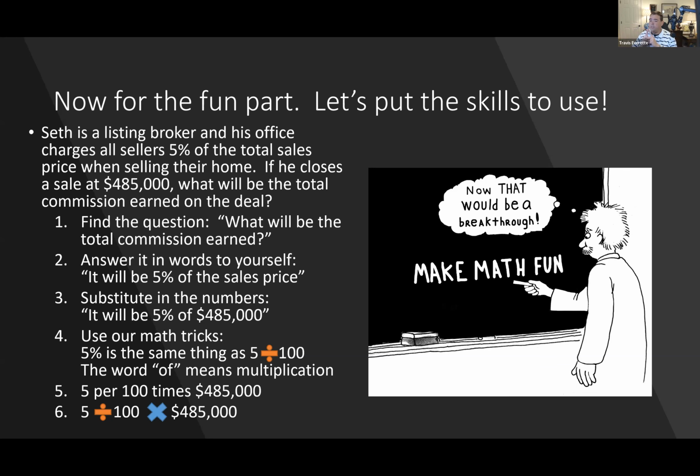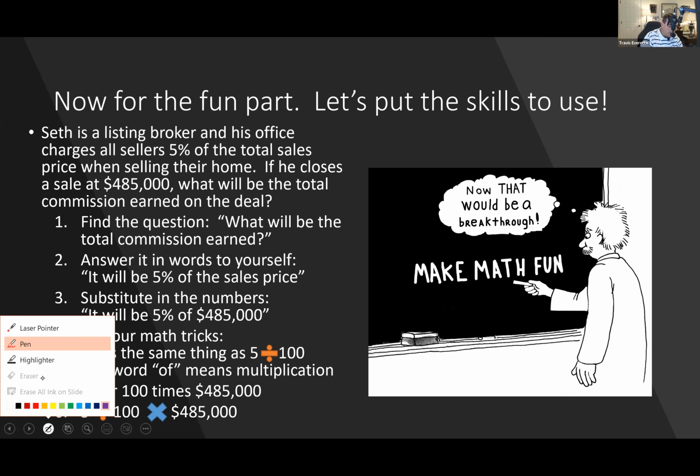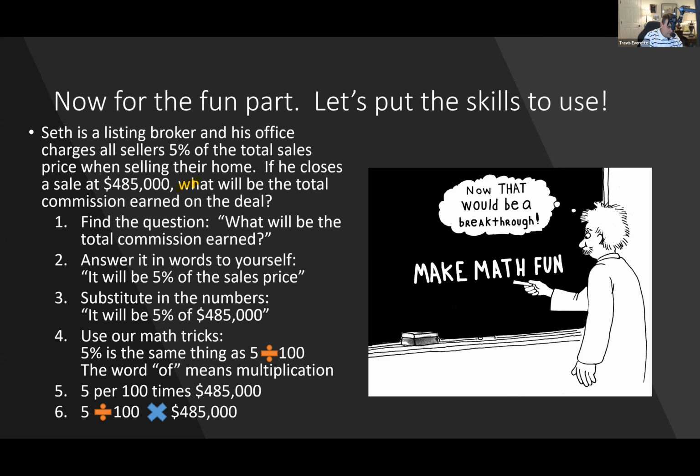That's why step number one is always going to be find the question. Find the question, isolate the question, get yourself ready to deal with just that part of it. Here's the question right here. What will be the total commission earned on the deal? There's our question. So step two is going to be, I'm going to answer that question in words. Well, they told me it's going to be 5% of the sales price. You don't even realize it. You just answered the math question.